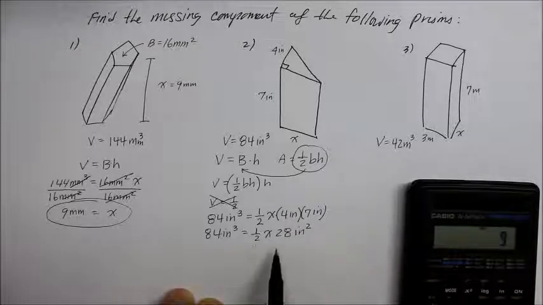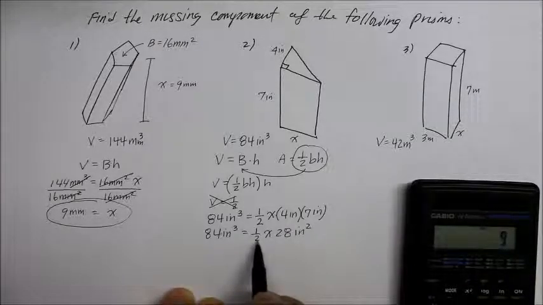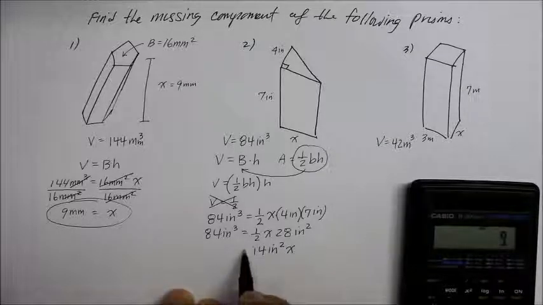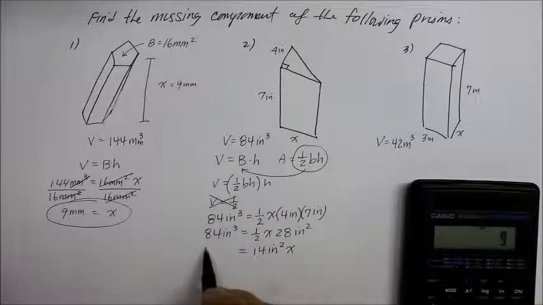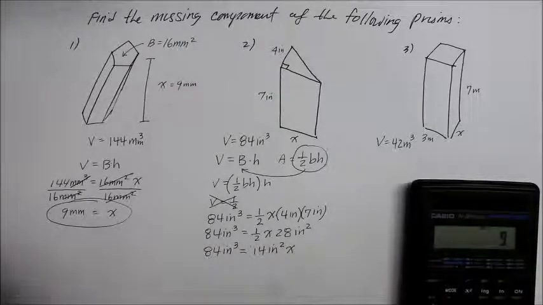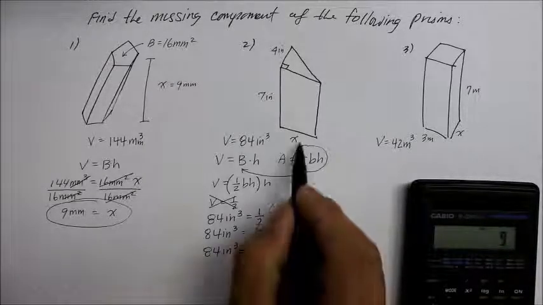And let's go and evaluate this guy as well. Well, we could go, what's 1/2 of 28? Well, that's going to be 14 inch squared times the x. And on the left side, we haven't done anything, so it's 84 inch cubed. Still looking good. Now, to solve for x, that's what we're looking for, the base.